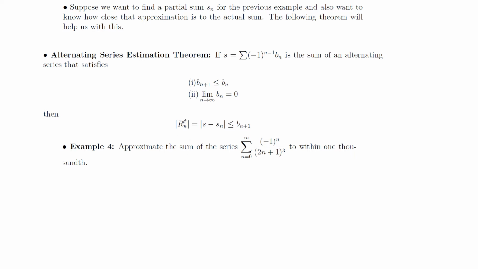All right, so the absolute value of the remainder, because you might have to add it or subtract it depending upon whether that partial sum sums to something positive or negative, is always going to be less than or equal to the term after you ended your partial sum. And that makes sense.